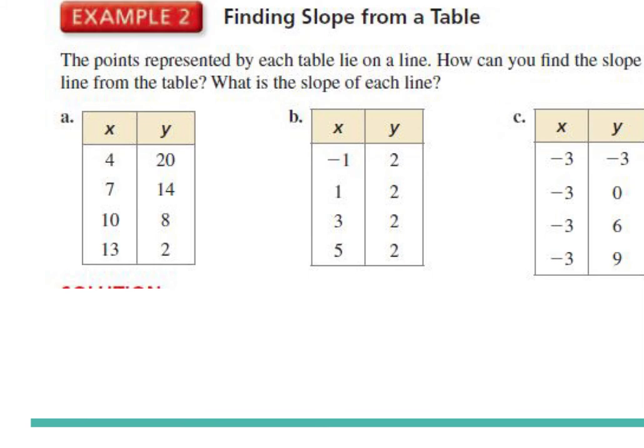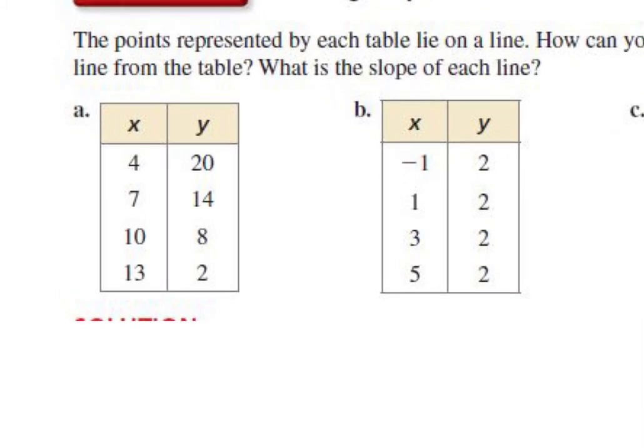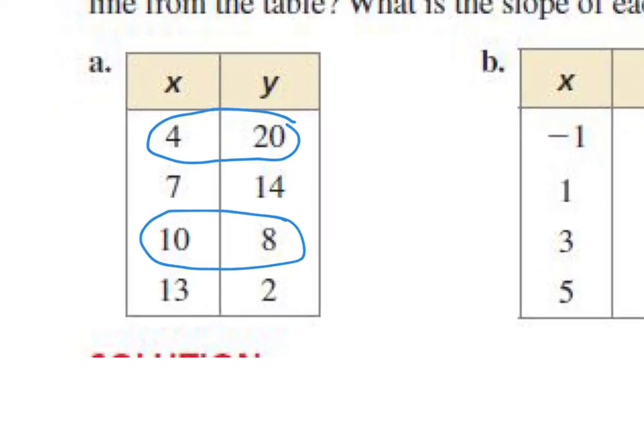Now watch what we have to do. Let's say for A, we pick the first one, 4, 20, and let's pick the third one, okay? Look closely at what I have to do. You're going to make one of your points x1 and y1, and the other point is going to be x2 and y2. So, for A, let's make 4, 20 x1 and y1, and let's make 10, 8 x2 and y2.